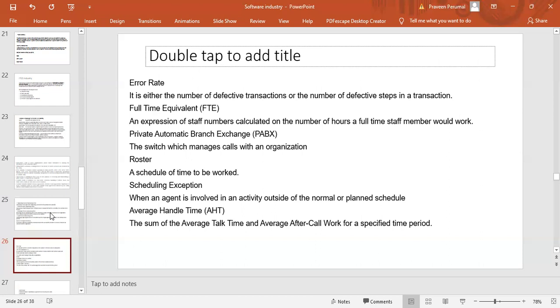Private automatic branch exchange, the switch which manages calls within an organization. Scheduling exception, when an agent is involved in an activity outside of the normal or planned schedule. Scorecard, a group of performance indicators that reflect the operations of the center. Screen monitoring, a system capability that enables a supervisor or manager to remotely monitor the activity on an agent's computer terminal. Supervisor, the person who has frontline responsibility for a group of agents. Threshold, the point at which an action, change or process takes place.